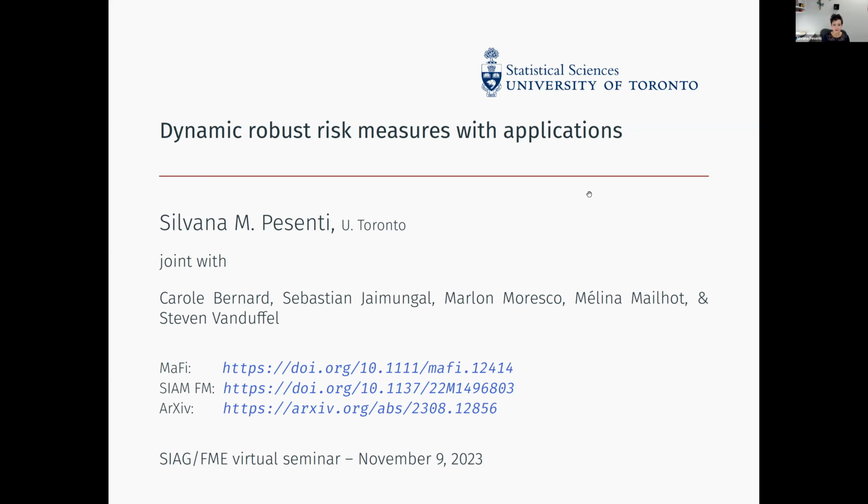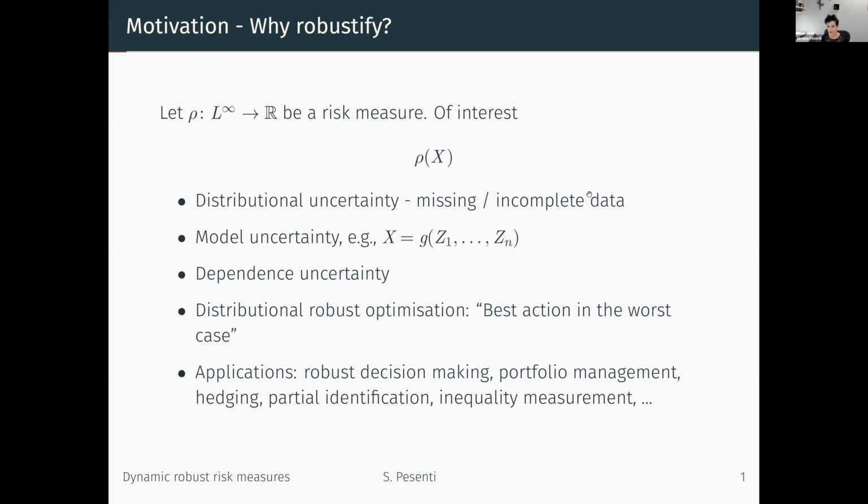So let me go and talk a little bit about the motivation. Probably a lot of you already know why we should robustify, but let me put the setting. So we're interested in a risk measure. My rho is going to be the risk measure. It takes a random variable and gives a real number, quantifying the risk.